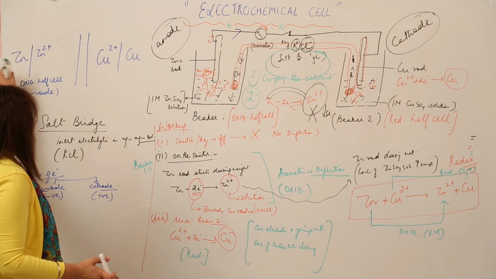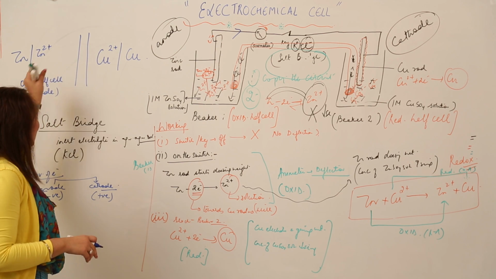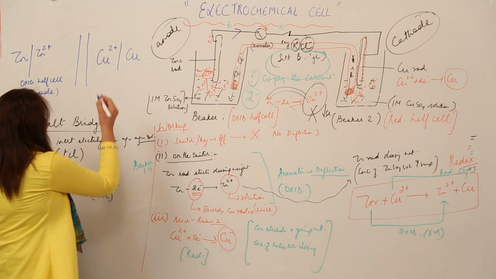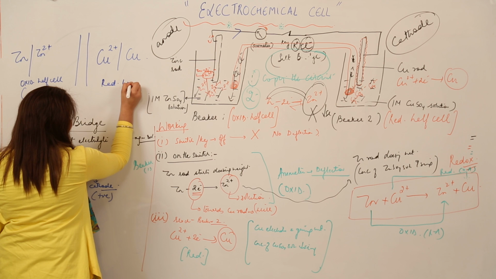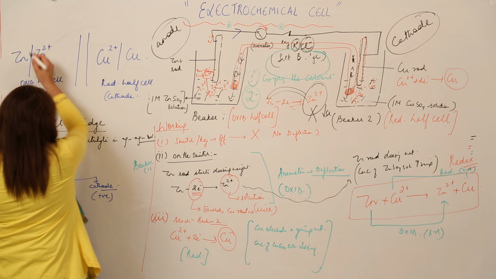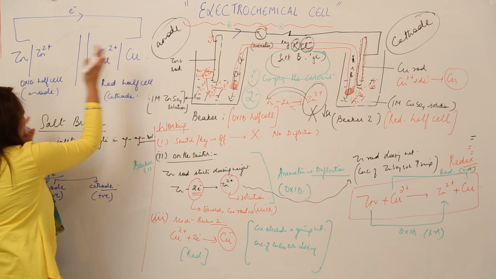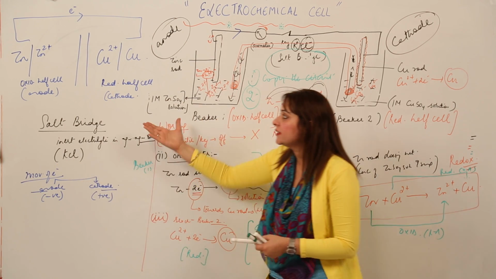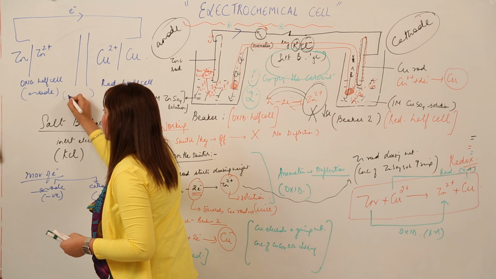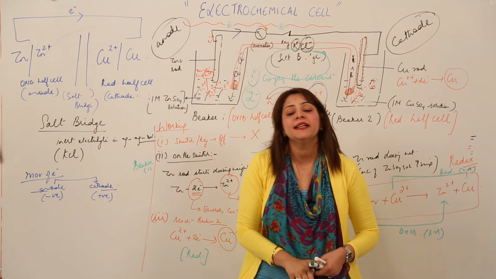So this is so simple. You need to write what it was initially and what it became after the oxidation. Similarly, what it was initially in beaker 2 and what it became after the reduction. This is the reduction half cell, and it acts as cathode. The electrons move from this side to this side. So this is how you are going to represent the electrochemical cell. Do write that the two lines indicate the salt bridge.